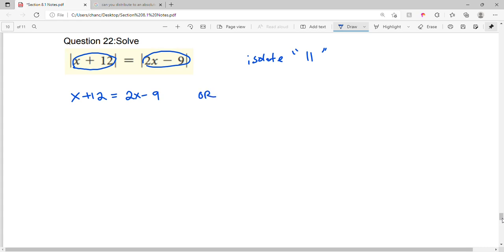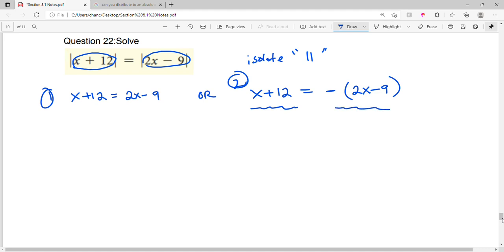The other scenario is if the first number is positive, the other one could be the opposite. It's negative (2x minus 9). So in the first scenario, they have the same sign. Either they're both positive or both negative. And in the second scenario, one is positive and the other one is the opposite sign. Or it could be this one's negative and this one's positive. We don't know. So the second scenario is when they're opposite in sign.